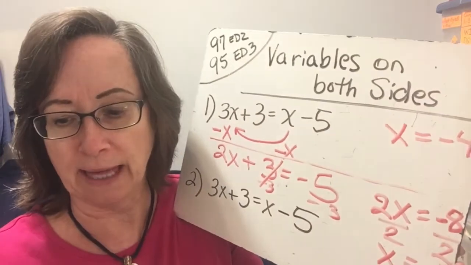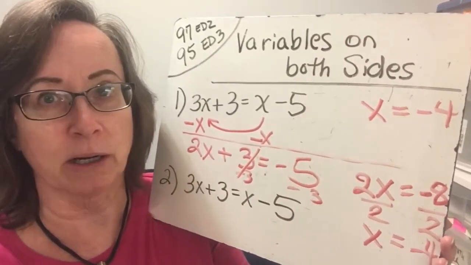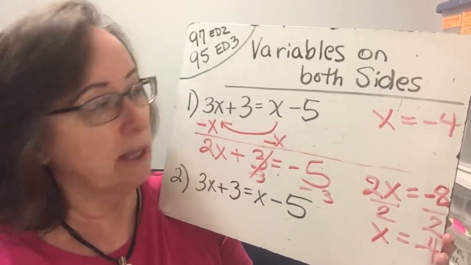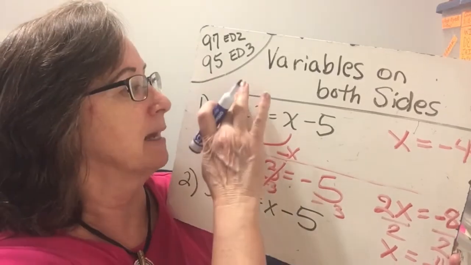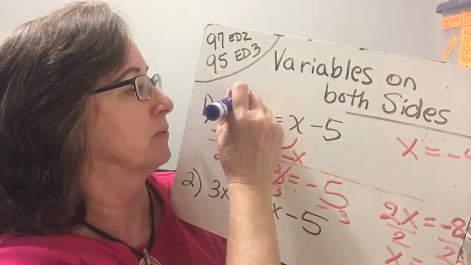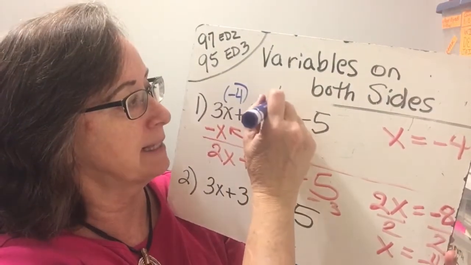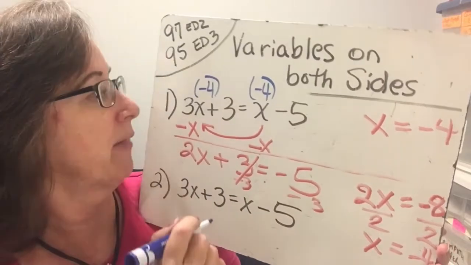Now we can check that, and we should check that, by plugging in our negative 4 into the original equation. So let's try it. Now we've got two places to plug it in. So let's make this x a negative 4, and let's make this x a negative 4, and let's see if the two sides equal each other.